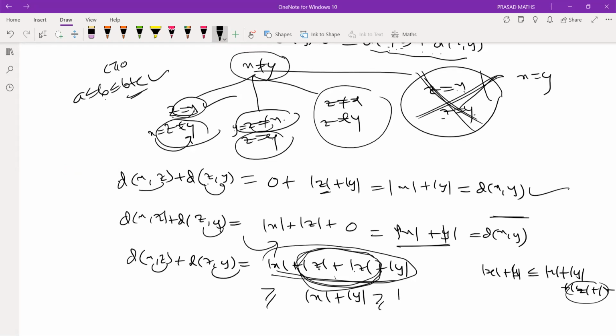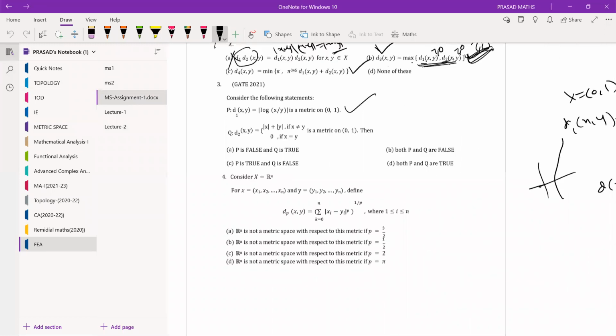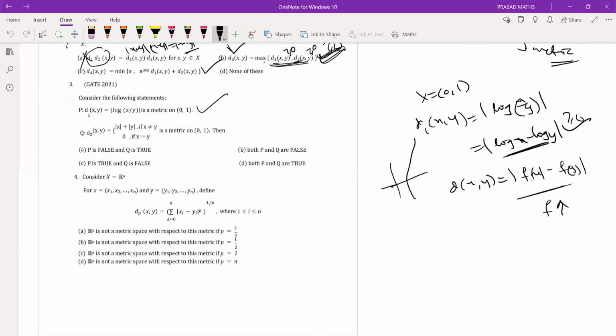But this is always less than or equals to mod of x minus y, another version of triangle inequality. Yes or no? Of course, this can be rewritten directly. The problem is over, right? So z not equals to mod x, mod y. What is this? Distance between x comma y. Right? So therefore, in all cases, the triangle inequality holds. Therefore, it is a metric. Is there any doubt? Okay. So therefore, this is also a metric.